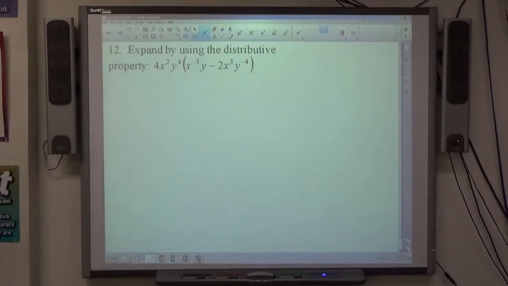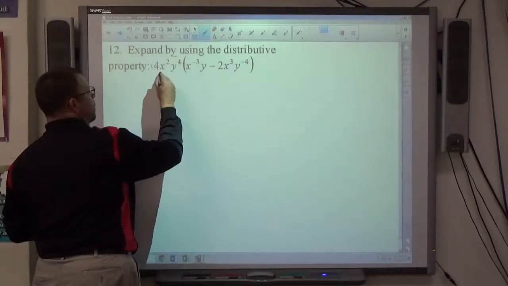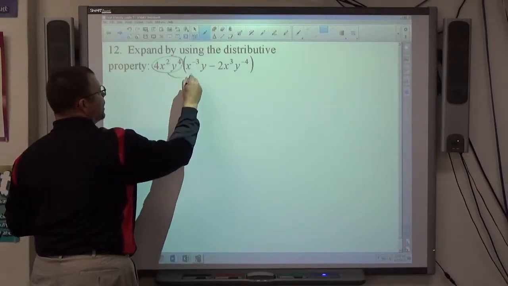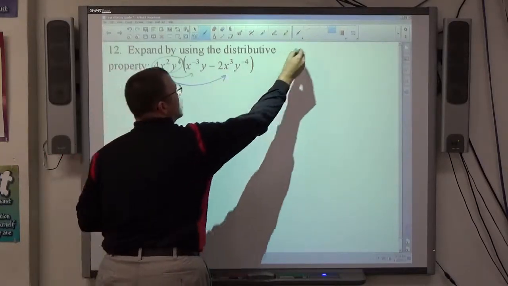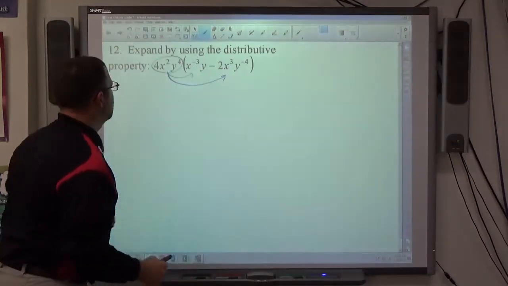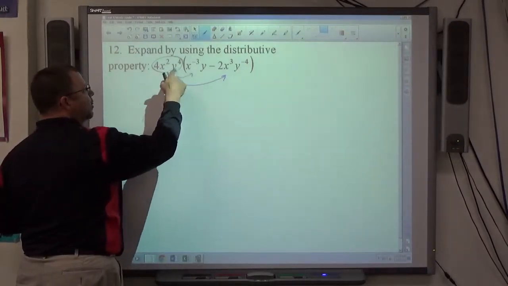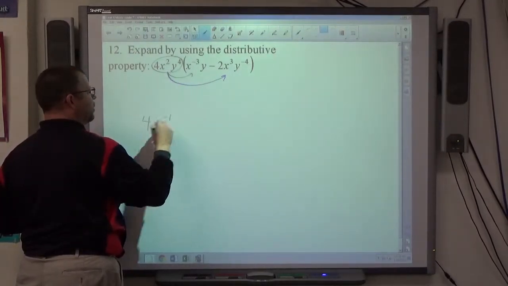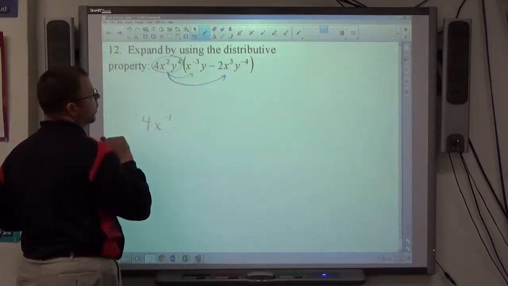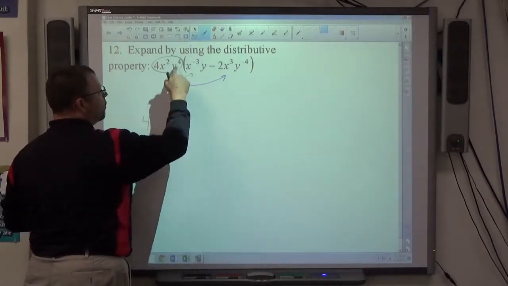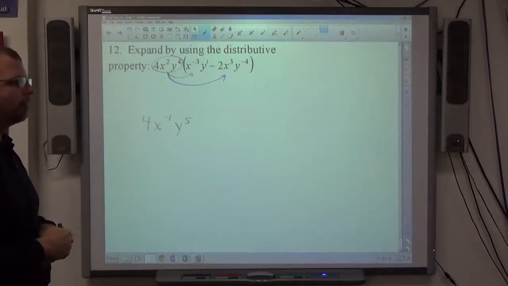Number 12, expand by using the distributive property. So we're going to take this object and multiply it by that, and we're going to multiply that same object by this. So if I do the green multiplication first, 4 times nothing makes 4. X squared times x to the negative third makes x to the negative first. We add powers when we multiply letters. 2 minus 3 is negative 1. For y, 4 plus 1 makes 5. So that first term becomes 4, x to the negative first, y to the fifth.